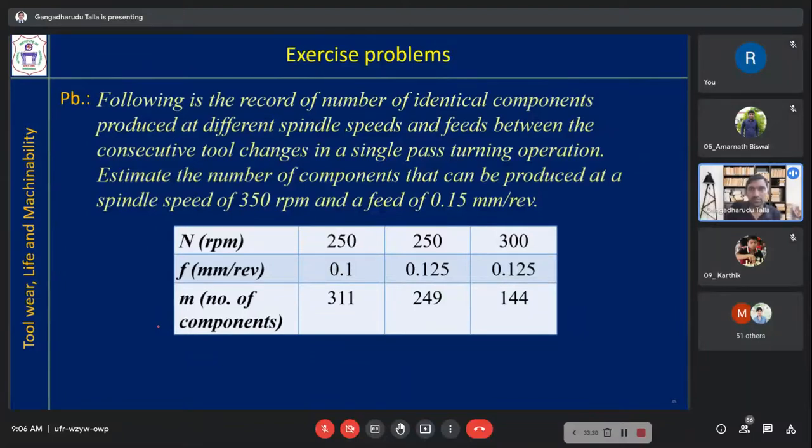Now the thing is, estimate the number of components that can be produced at a spindle speed of 350 RPM. So here it is 350. Feed is 0.15 mm per minute. Now what is the number of components? Is the question. Now how can we solve this? Any idea?